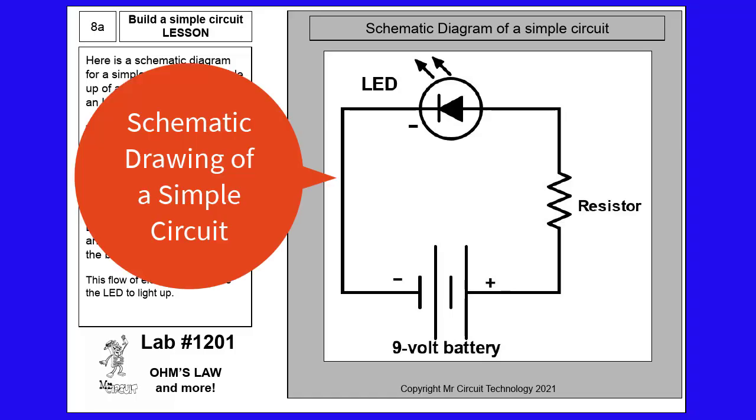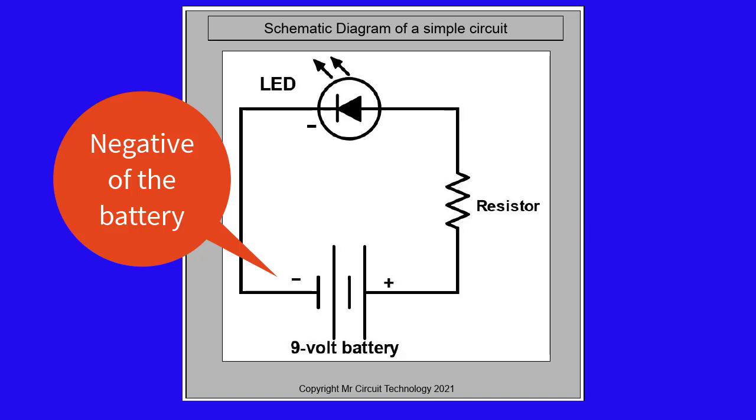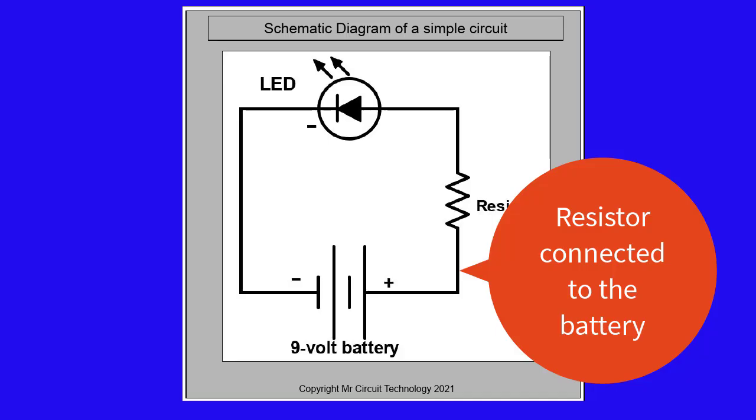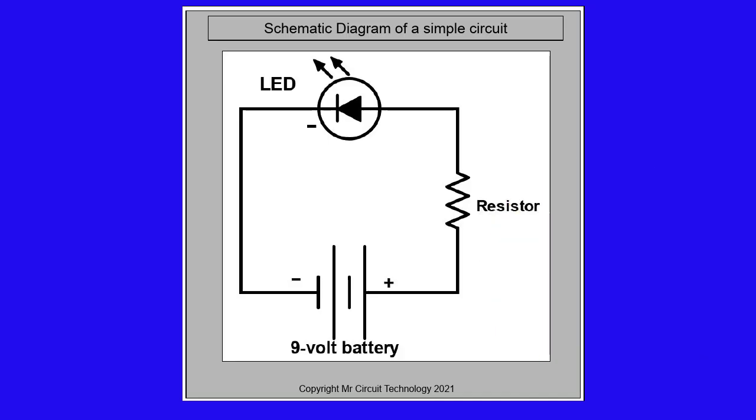What you see here on page 8A of your lab manual is the schematic drawing of a simple circuit. The negative of the battery is connected to one side of an LED. The other side of the LED is connected to a resistor, and the other side of the resistor is connected to the positive of the battery. This is a simple circuit.